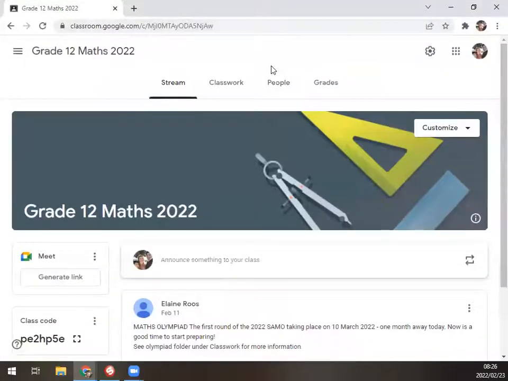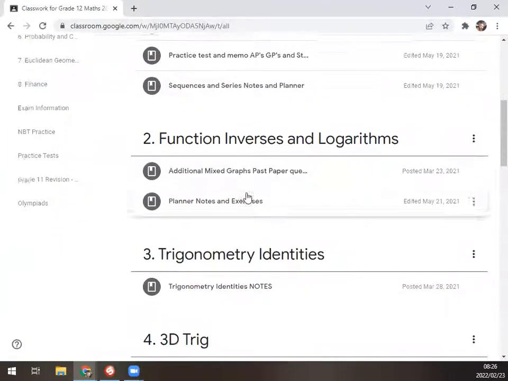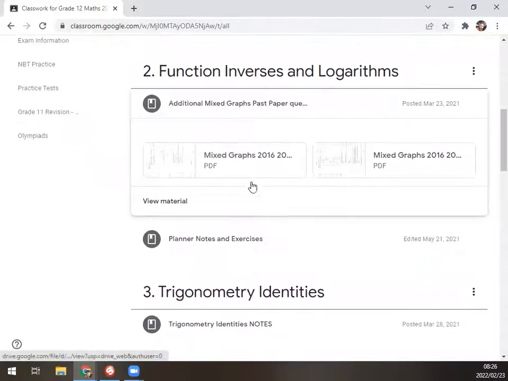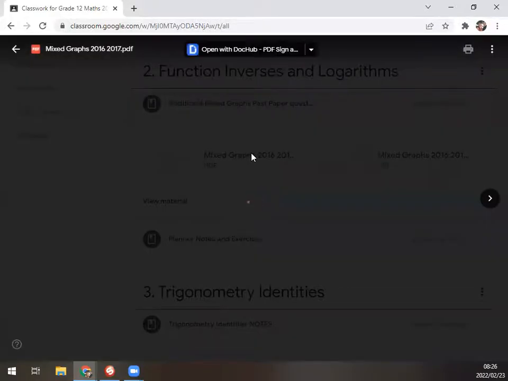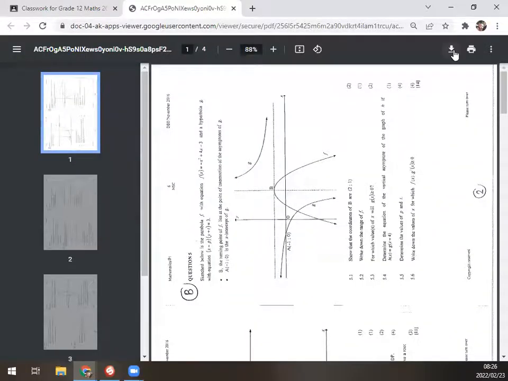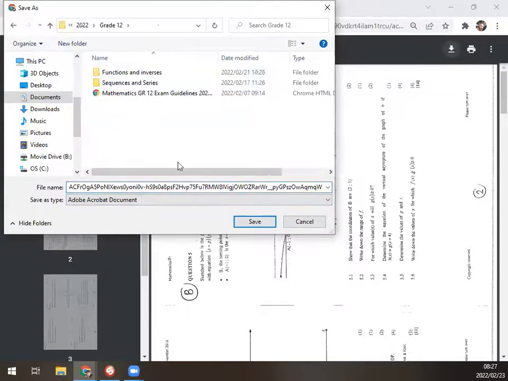Okay, guys, I just want to show you quickly. If you're going to the Grade 12 Google Classroom and you go to Classwork, then go down to Functions, Inverses, and Logarithms. If you're looking at this first bit, Mixed Graphs Exercises, these are the types of questions that you will have to be able to do in your exams, okay? Where they're actually mixing all the different graphs together. I'm going to just save this, move this now.